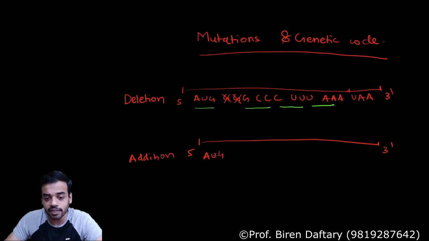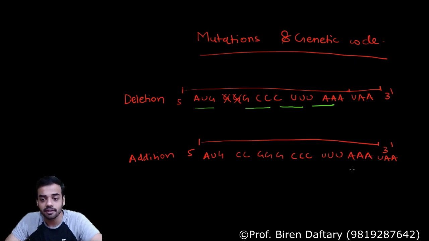So I write AUG. Now I am adding two bases. Because of mutation, two extra nucleotides have been added. Suppose I add CC, and then again I write the same thing: GGG, CCC original, UUU, AAA, and UAA. Correct? So in addition, these two have been added.